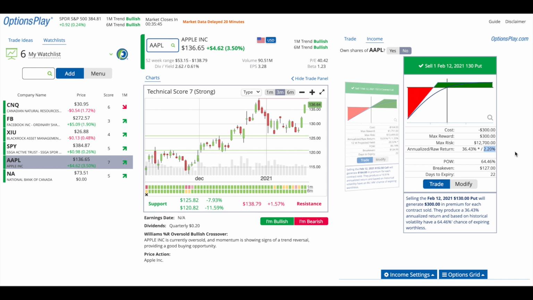which is a raw return of about 2.2%. That means if Apple is below 130 on February 12th, I'm going to be able to buy the stock at $130 for 100 shares of it minus the $300 that I collected. So I'm collecting about a 2.2% discount on the stock purchase of Apple stock. And it provides an annualized yield of about 36%. So if Apple stock is above $130 at expiration, I keep the $300 and I can choose to sell another put as well and continue to generate income on my portfolio.